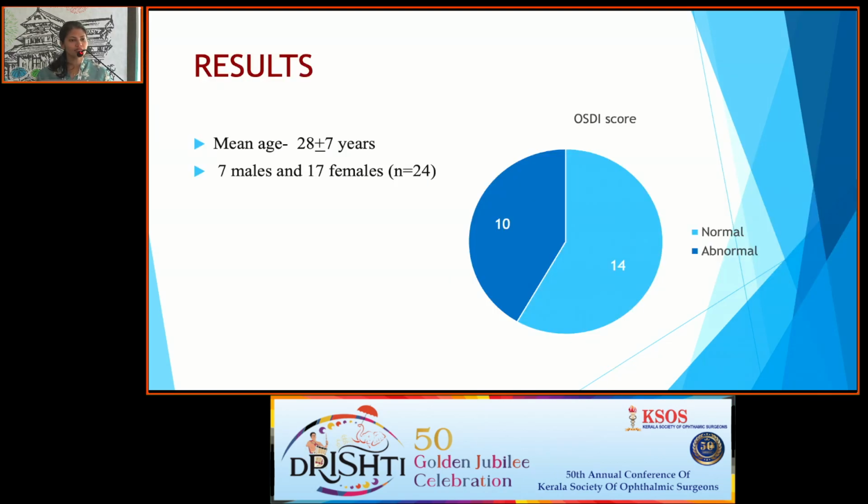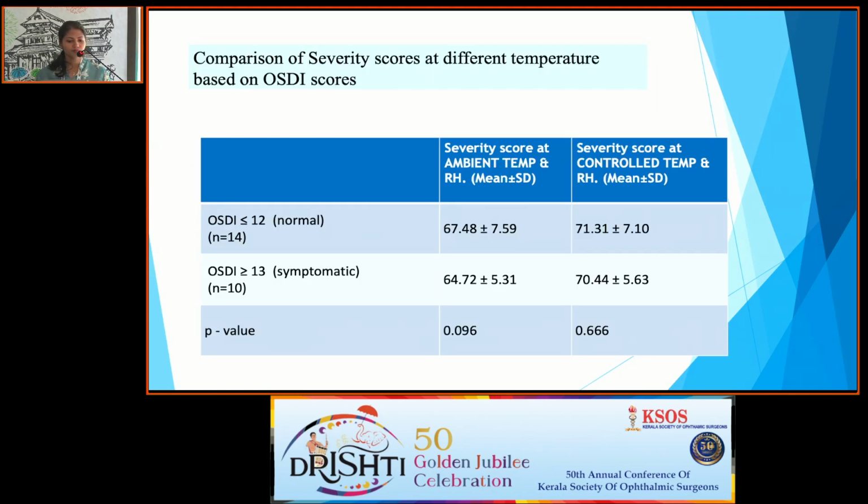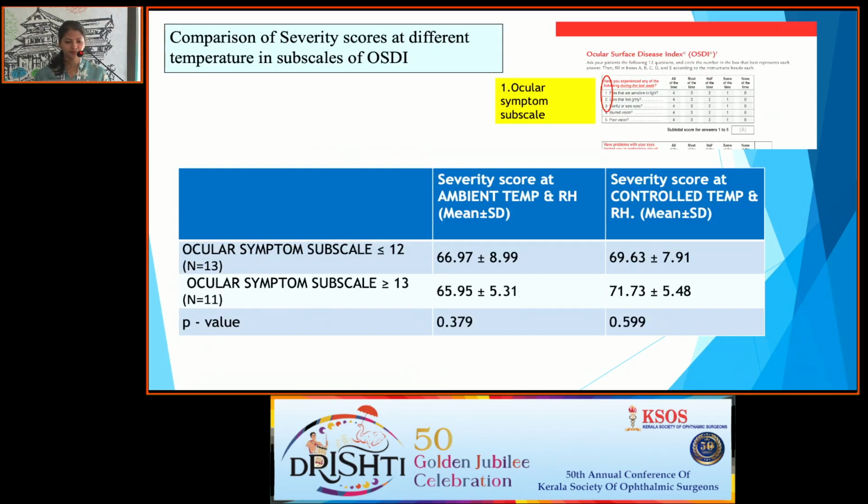Our results: our mean age was 28 years. We had 7 males and 17 females. Based on the OSDI score, 14 people were normal and 10 were in the symptomatic group. We compared the severity scores of those who scored normal on the OSDI and those who were symptomatic at the two temperatures, and we noticed that at the control temperature, that is the lower temperature and humidity, they had a higher severity score compared to the ambient temperature. However, the difference between the two groups in the ambient temperature was not significant.